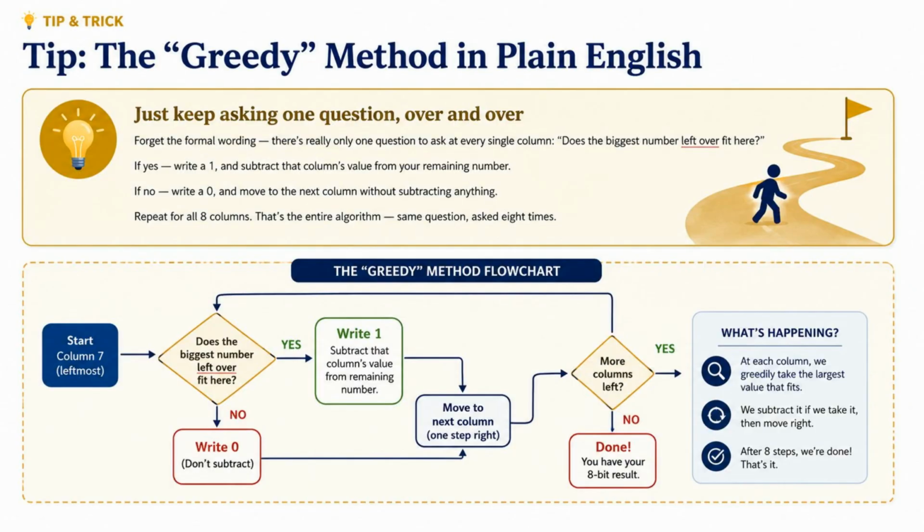Simplify the algorithm to one repeated question. Does the biggest number left over fit here? Yes means write 1 and subtract. No means write 0 and move on, no subtraction. That's the entire process, asked 8 times in a row, shown as a simple decision loop on screen. Strip away the formal wording, and this is genuinely all there is to it.